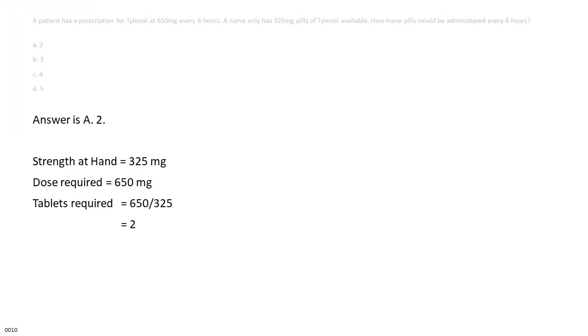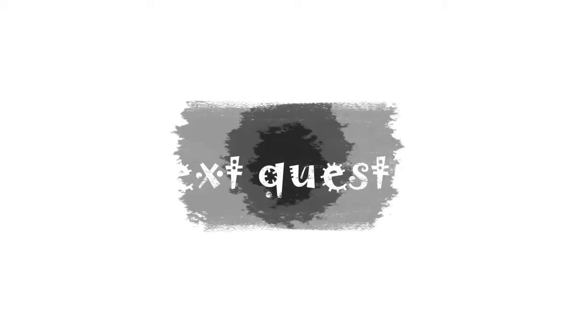Answer is A. 2. Strength at hand equals 325 mg. Dose required equals 650 mg. Tablets required equals 650 over 325 equals 2.